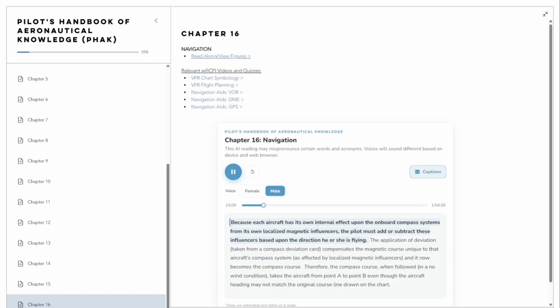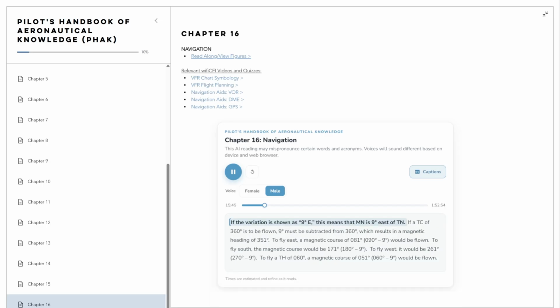Magnetic deviation. Because each aircraft has its own internal effect upon the onboard compass systems from its own localized magnetic influences, the pilot must add or subtract these influences based upon the direction he or she is flying. The application of deviation, taken from a compass deviation card, compensates the magnetic course unique to that aircraft's compass system, as affected by localized magnetic influences, and it now becomes the compass course. Therefore, the compass course, when followed, in a no-wind condition, takes the aircraft from point A to point B even though the aircraft heading may not match the original course line drawn on the chart.